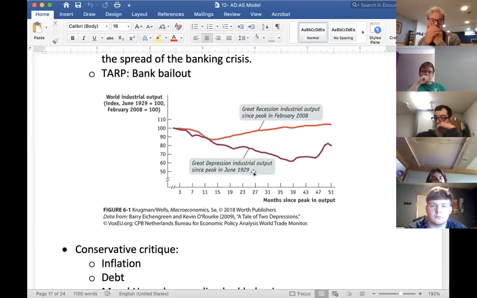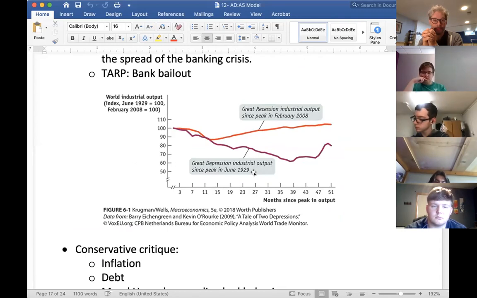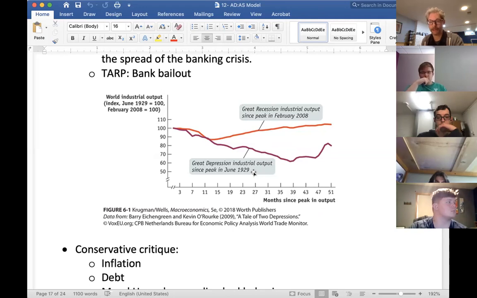So look at this figure. The bottom line, the line that's a little bit more purplish, is the Great Depression, looking at what happened to output during the Great Depression. And the horizontal axis is the months since the peak. So basically, after each of these recessions started, what happened to output in the following months? You can see in the Great Depression, output just starts falling and falling and falling, and it falls for 39 months, and it falls by 40 to 50%.